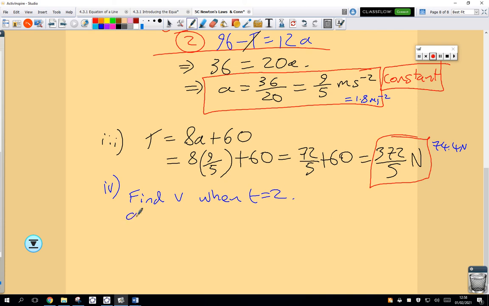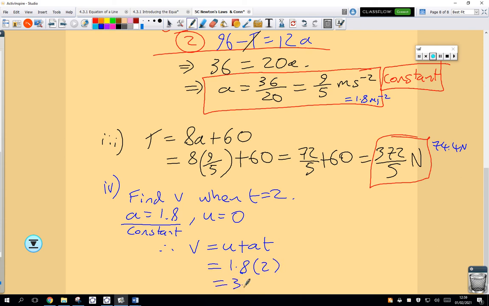Well, we know that the acceleration is 1.8. We know the initial velocity is equal to 0. It's released from rest. We know the acceleration is constant. Since the acceleration is constant, that means that v is going to equal u plus at, where v is the final velocity. Of course, u is 0, so it's just going to be a times t. It's 1.8 multiplied by 2, which is 3.6 meters per second.